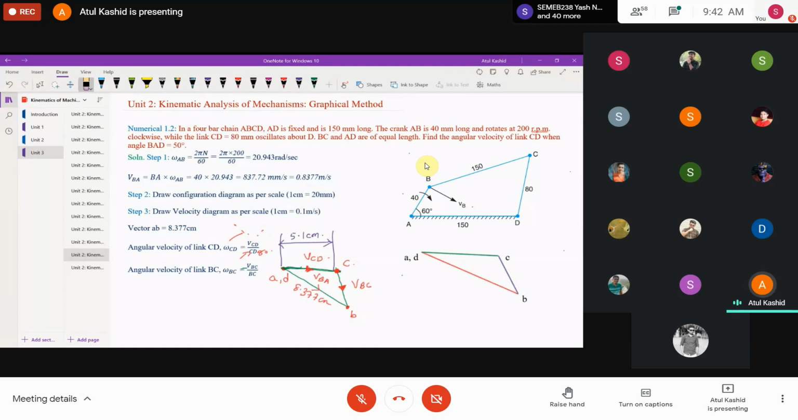Similarly, omega BC you can calculate very simply, because for omega BC you require the velocity of BC, that is VBC, this one. If you measure VBC by scale, it will be somewhat 4.5 centimeter. Again, you can convert this into meter per second, because as per the scale, 1 centimeter equals 0.1 meter per second. So 4.5 centimeter will be how much meter per second? Using this, you can calculate omega BC. So these are the required things we need to calculate from the numerical: omega BC and omega CD.